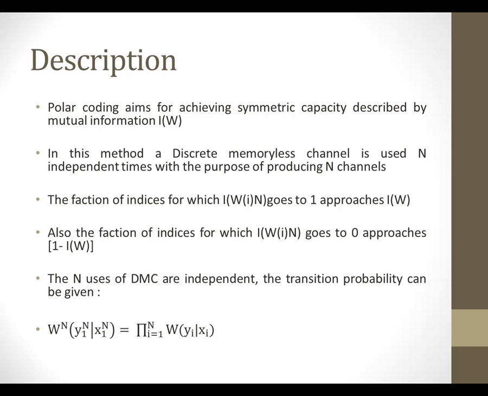Since the N uses of the DMC channel are independent, the transition probability can be given by this formula. And actually, the transition probability can be given by the product of the transition probabilities of the N channels since they are independent.